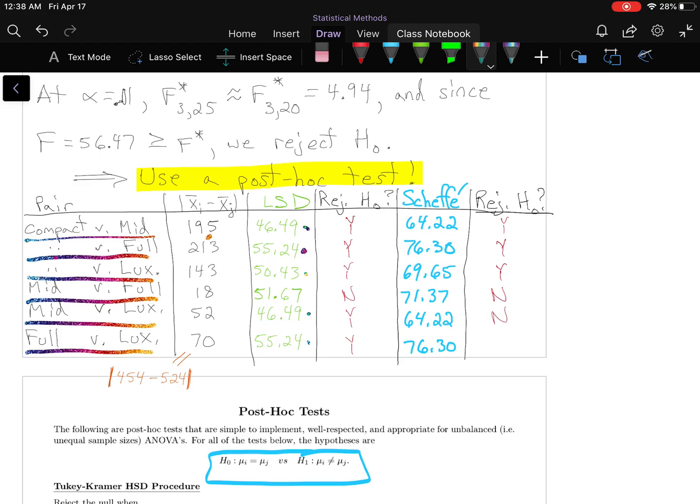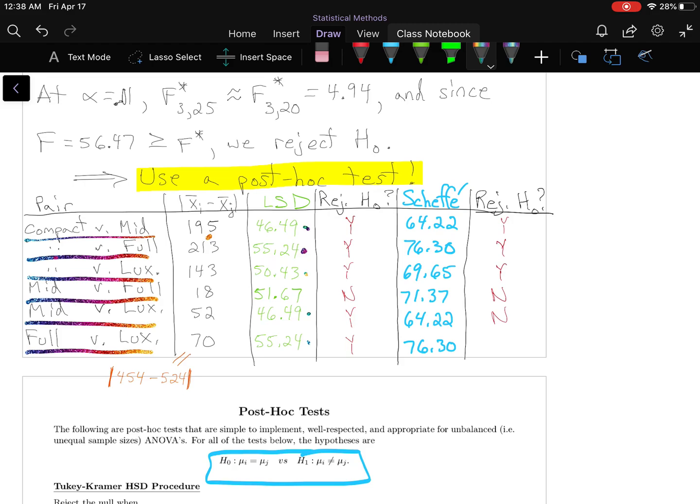195 is greater than or equal to 46.49, so yes, we reject the null. 213 is larger than 55.24, so we reject there. 143 is greater than 50.43, so we reject there. 18 is not greater than 51.67, so we don't reject there. 52 is greater than 46.49, so we reject there. And 70 exceeds 55.24, so we reject the null hypothesis there too.